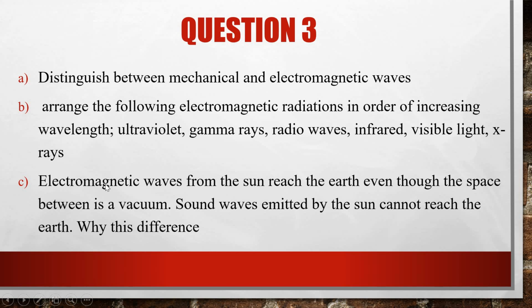And then electromagnetic waves from the sun reach the earth even though the space between is a vacuum. Sound waves emitted by the sun cannot reach the earth. Why is this different? It is good to know that the reactions that produce heat and light from the sun also produce sound. However, we don't hear any sound. Why? That's what this question is asking.